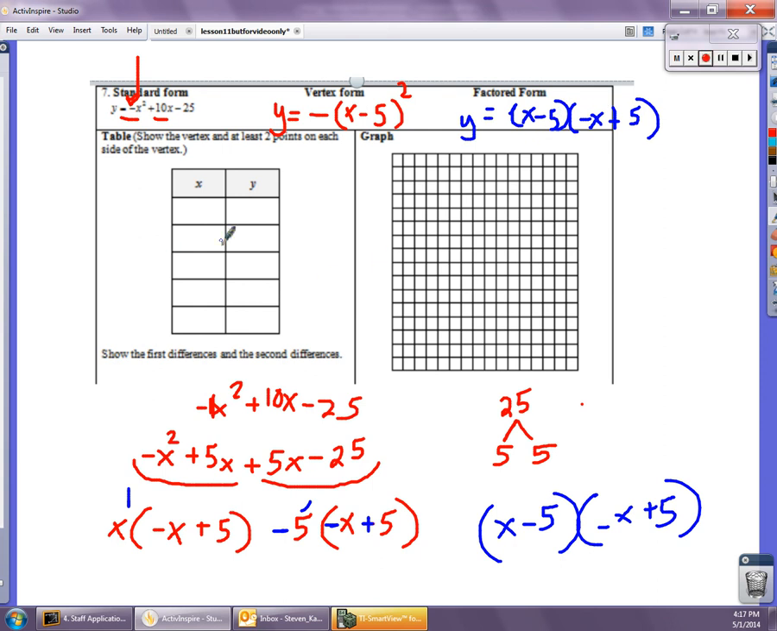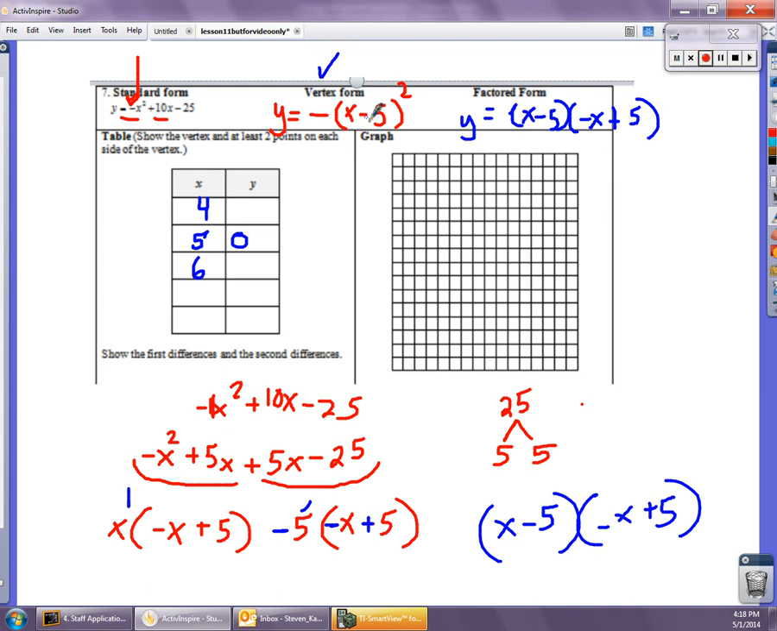So now it says show the vertex. Well, we know the vertex is at 5, 0. And a point left and to the right of it would be 4 and 6. And all you really have to do is plug these x's in and find out what you get for y. And the easiest one that I think would be to use would be maybe the vertex form. So I plug a 4 in.